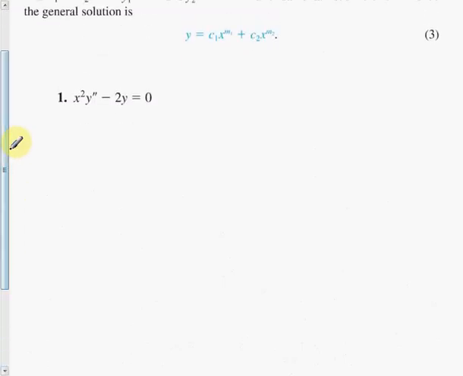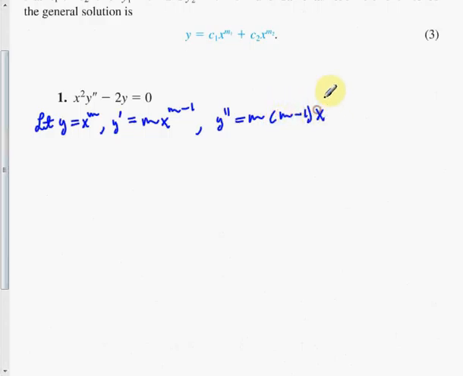All right. So here's the method that you're going to use, and I'm going to give it to you. So you start by saying let y equal to x to the m. So we take the derivative y prime. We just follow the steps of the order that I just got through doing in the previous page. Y prime is m times x to the m minus 1. And y double prime is m times m minus 1 times x to the m minus 2.